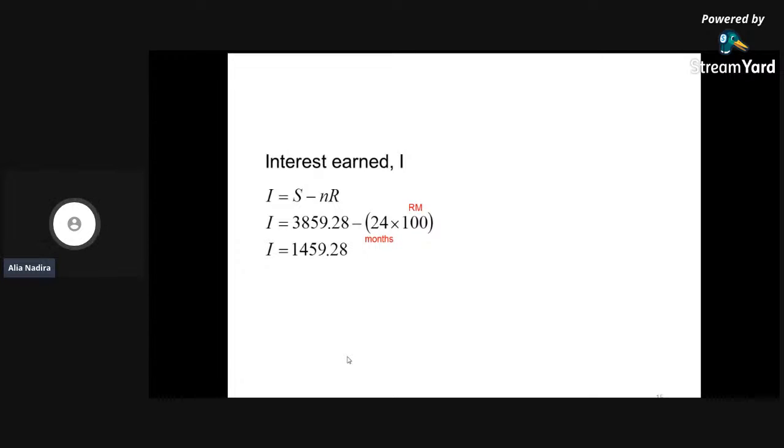Okay, so this one is to calculate the interest earned, I. So we have the formula S minus nR. The interest earned, we only calculate for the first 2 years, because in the first 2 years that is where there is the annuity. So n is how many? n is 24, so the first 2 years is 24 months.